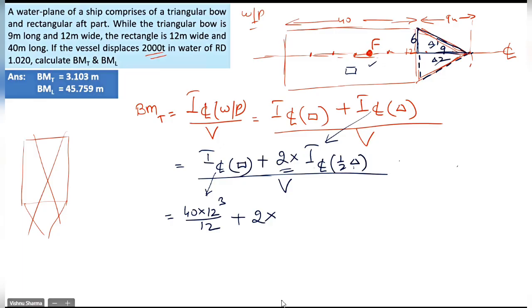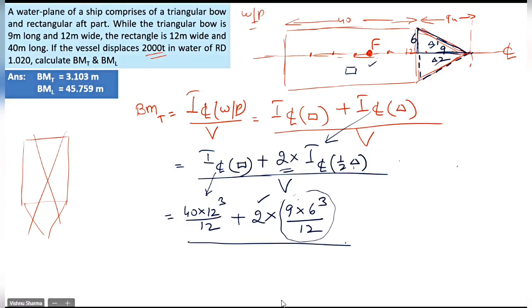You can go back and see. BD cubed by 12, sir. BD cubed by 12. Look at the diagram. What is B in this case? Value of B? 9 meter. What is D? 6. 6 cubed by 12. And this is for one triangle, multiplied by 2 to make it for both the triangles, right?